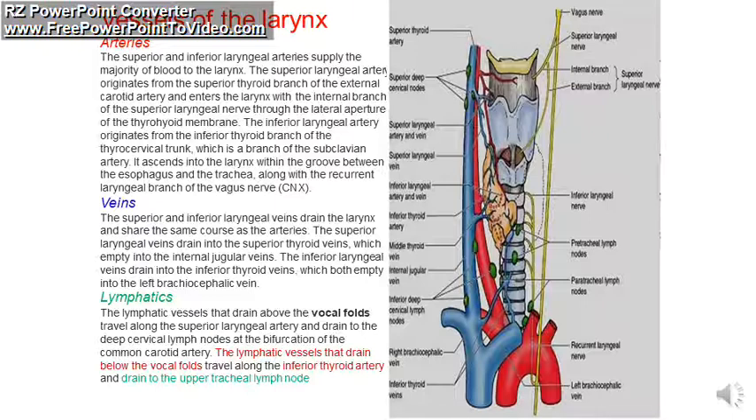So we have two parts: one above the vocal fold, and one below the vocal fold. For the drainage, the vessels travel along with the inferior thyroid artery and drain into the upper tracheal lymph nodes. Any questions?